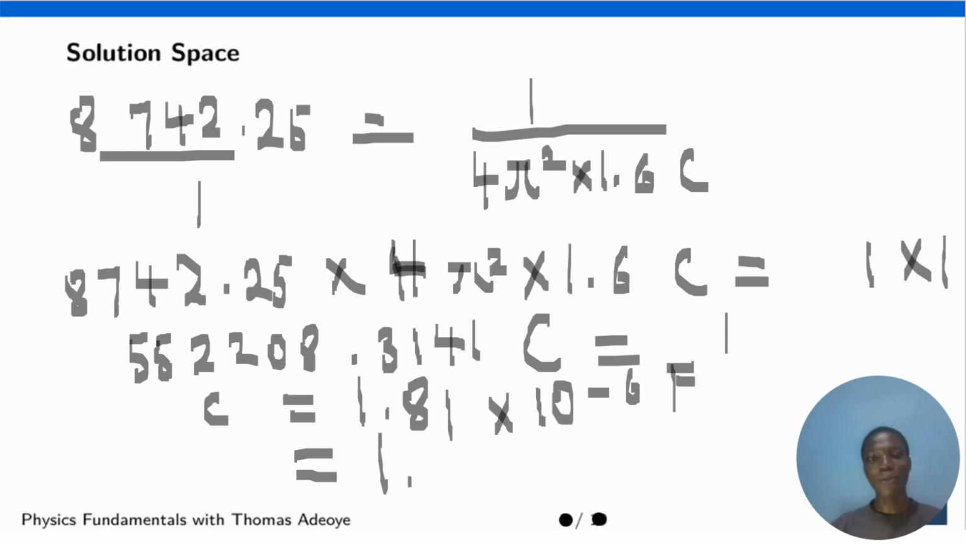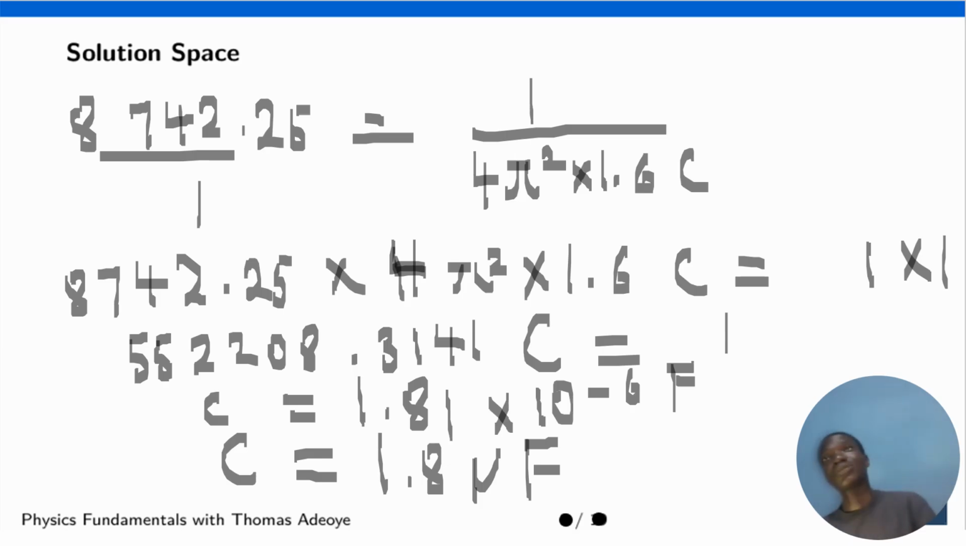So this is 1.8. Now 10 to the power minus 6 is micro, then farad, and that's it. If you check the options, someone will get 1.8 times 10 to the power minus 6 farad, and look at the options, and your option is not there. You have to be very careful, keep your calm, and let's move on.